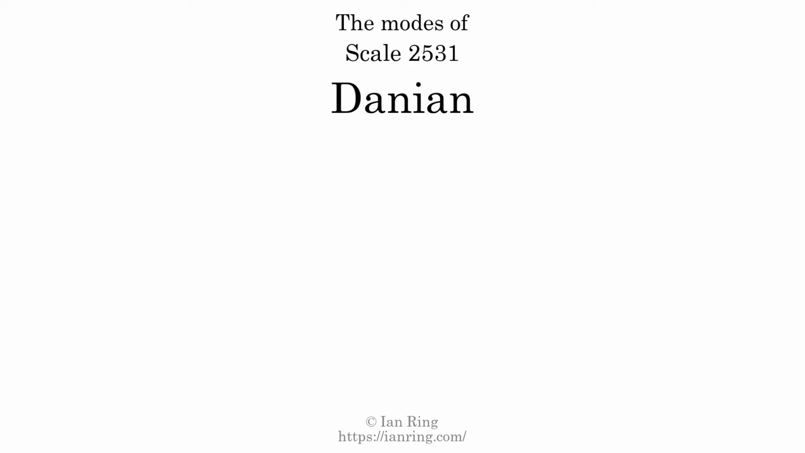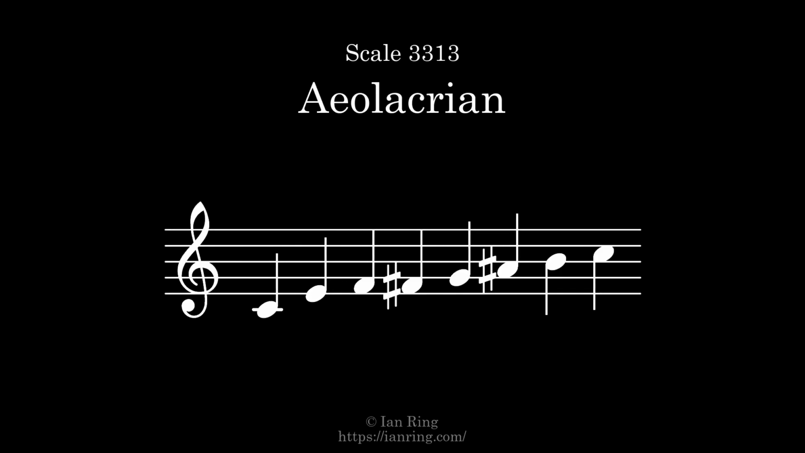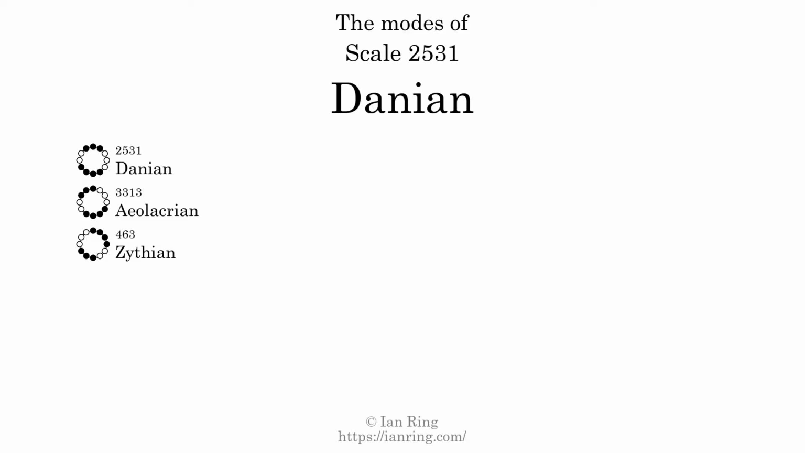This scale has 7 modes. The first mode is itself. The second mode is scale 3313, also known as Eolacrian. It sounds like this. The third mode is scale 463, also known as Zithian. It sounds like this.